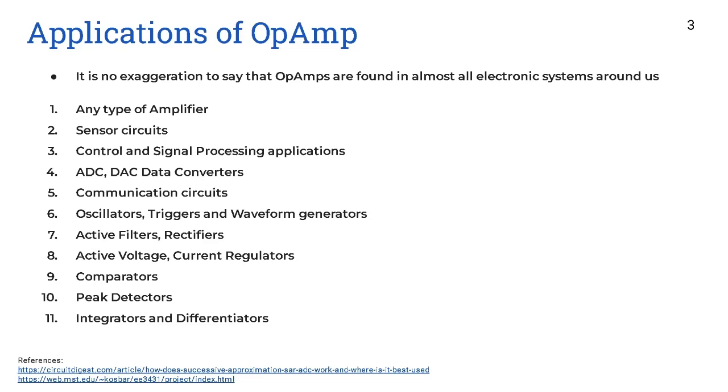Occasionally, the op amp is also used in positive feedback. When it is used in positive feedback, it operates as an oscillator or trigger. One such example is waveform generators like the ramp generator or the square wave generator. One example of a trigger is a Schmitt trigger. It is used in active filters, as I mentioned before, like a low pass filter or high pass filter, and it's also used as an active rectifier. It is used in voltage and current regulators, comparators, and peak detectors.